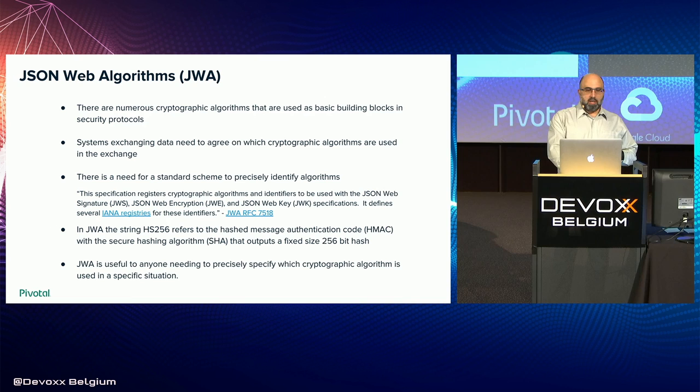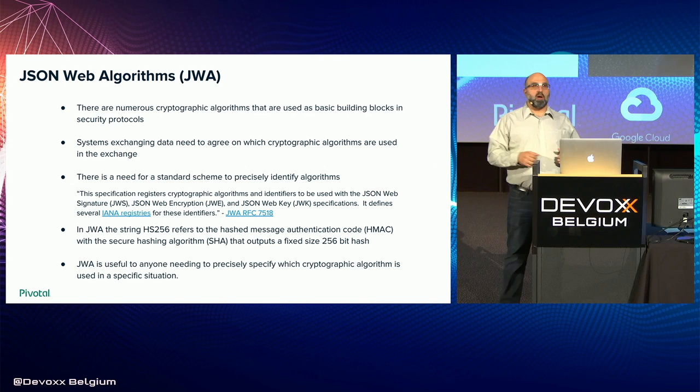So for example, if you see HS256, it refers to the hash-based message authentication code with secure hashing algorithm that outputs a fixed 256-bit hash. Okay, do you need to know as a developer how to implement that algorithm? No. However, you can use that string to configure whatever library you're using.